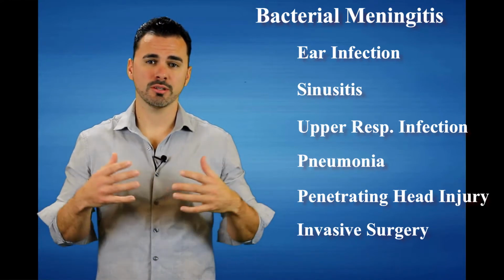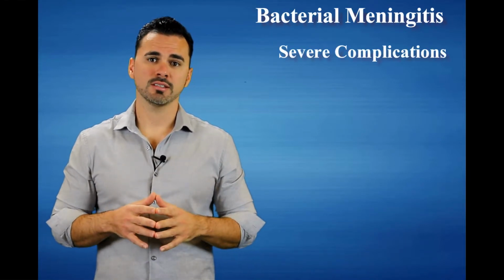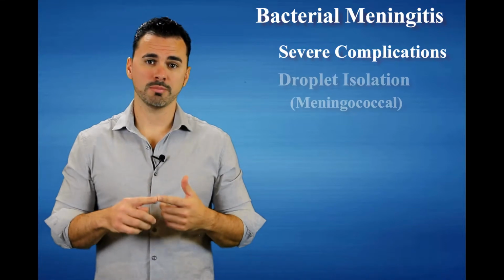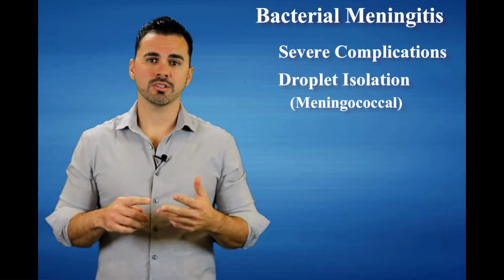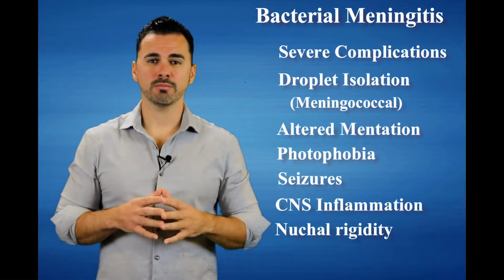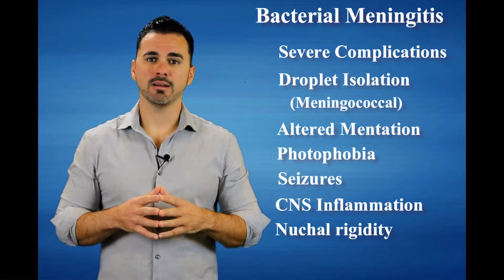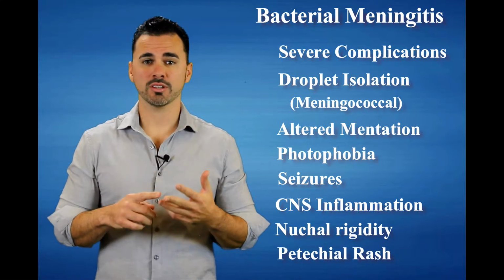These complications are going to be much more severe with patients with bacterial meningitis. You need to put these patients on droplet precautions. You need to understand the different signs and symptoms of it, which are going to be altered mentation, seizures, or any sort of inflammation in the CNS. You can expect to see a petechial rash on the trunk or the mucous membranes or the conjunctiva.